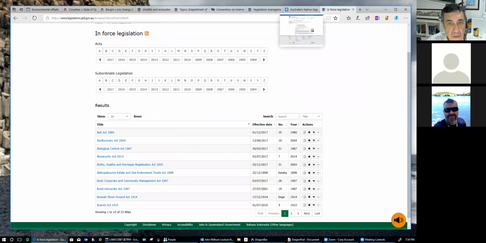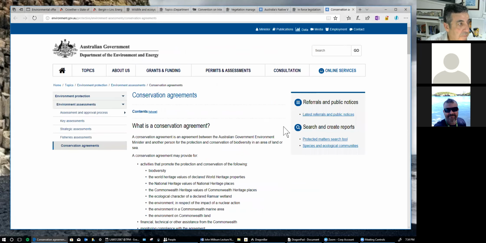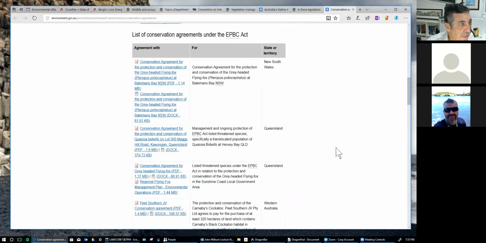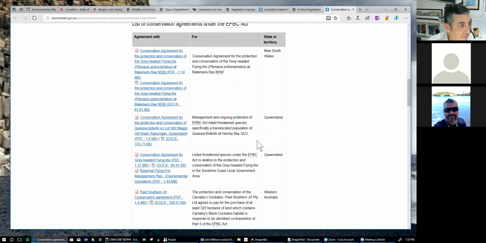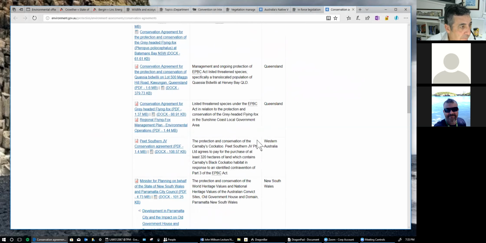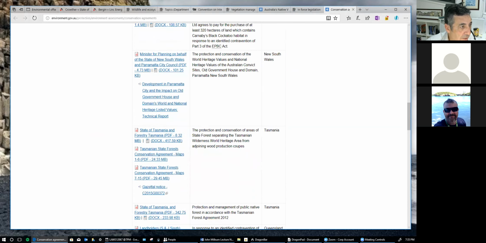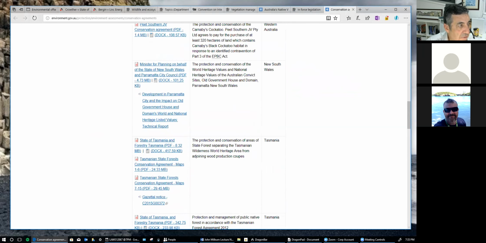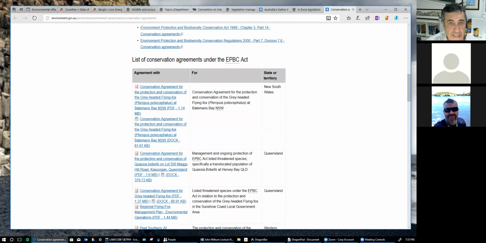So the conservation agreements under the EPBCA, let's see if I can bring this up. Okay, so there is a list here of conservation agreements under the EPBCA. So, for example, we have a conservation agreement for the protection and conservation of grey-headed flying fox at Bateman Bay in New South Wales. And if you look further down, close to where I practice, we have the management and protection of EPBCA listed species at Hervey Bay, then the Sunshine Coast. So a lot there from Queensland and New South Wales. Then we have the Tasmanian Forest Agreement, etc. So that gives you an opportunity to see what these things are like in practice.